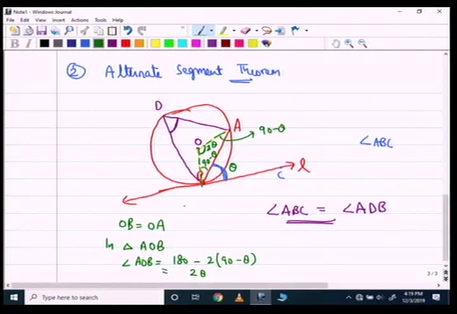Right? If this central angle is 2 theta, and we know, in the 9th class you have studied, that the angle made at the center of a circle is double the angle subtended in the remaining part of the circle. So if this is 2 theta, this will be theta. So we can say ABC is equal to ADB. All of you are getting this theorem?